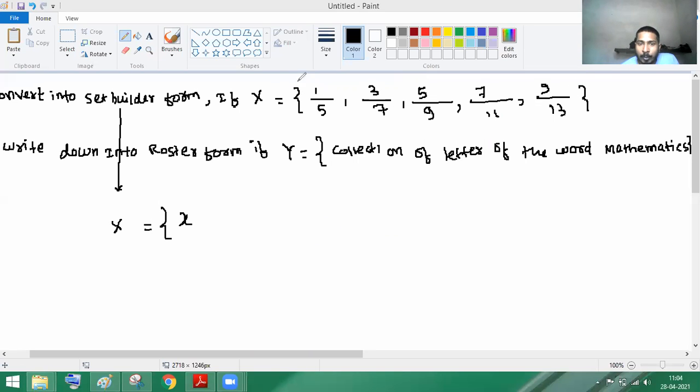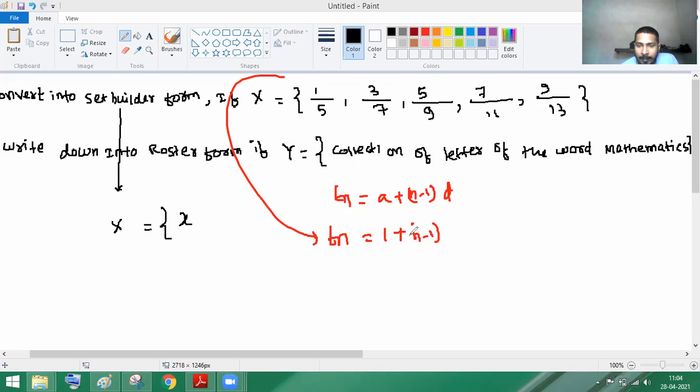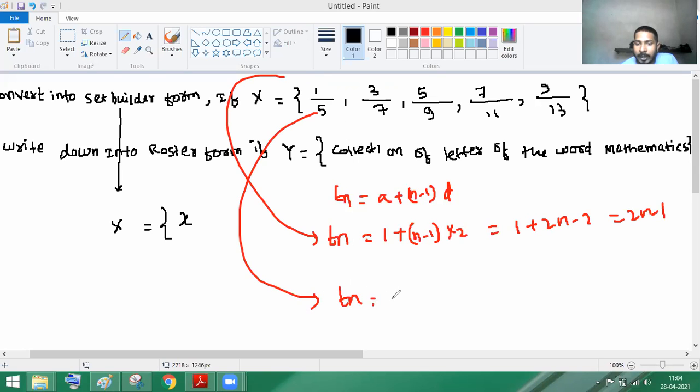What is the nth term of the numerator? Tn of the numerator, what will it be? Do you remember the formula? A plus n minus 1 into D. This was the formula for Tn. So A is 1, plus n minus 1, into D which is 2. Now if you solve this, 1 plus 2n minus 2, that equals 2n minus 1. This is for the numerator. For the denominator, Tn is 5 plus n minus 1 into 2, that is 5 plus 2n minus 2, which equals 2n plus 3. The answer will be the same.